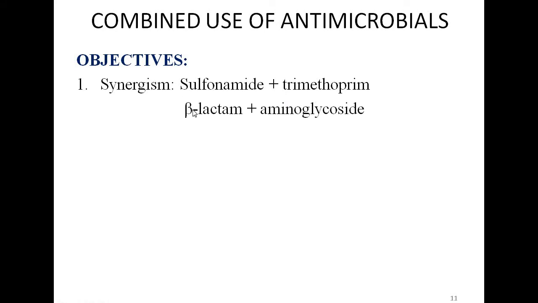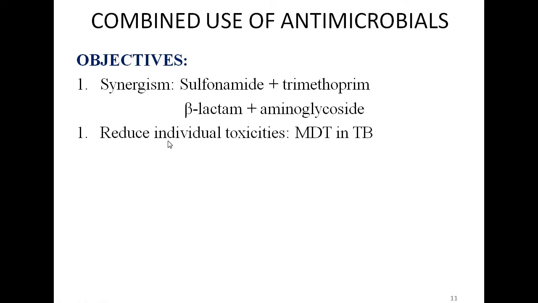Or beta-lactam like penicillin plus an aminoglycoside like gentamicin. Both these are bactericidal drugs. Second objective is to reduce the individual toxicities. When more than one antibiotic is used, the dose required is usually reduced. Therefore, the individual toxicity is also reduced. Example, multi-drug therapy in the treatment of tuberculosis. By targeting different sites for action of the antimicrobial, the chances of resistance developing is reduced.